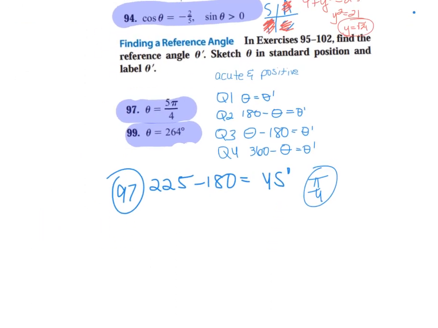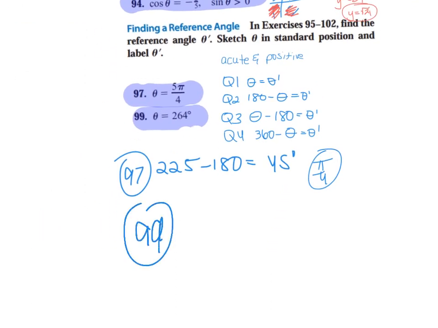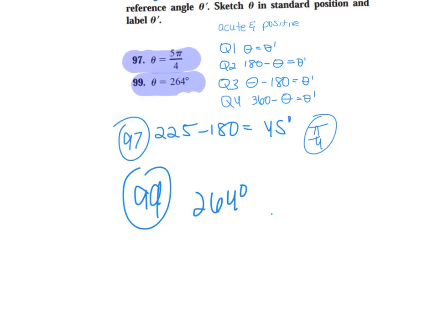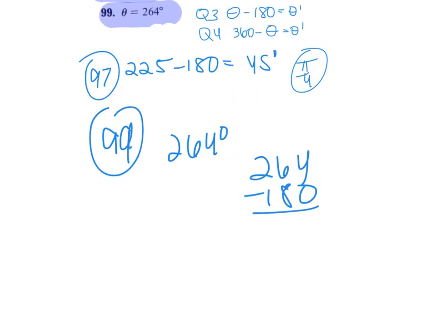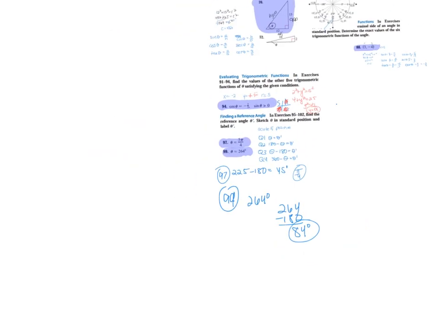If I am in degrees already, then we're good to go. Where's 264? What quadrant? Quadrant 3. So I would say my rule again is 264 minus 180 gives me 84 degrees. Is 84 acute? Yes. Is it positive? It's positive. We're good to go. Girlfriend.